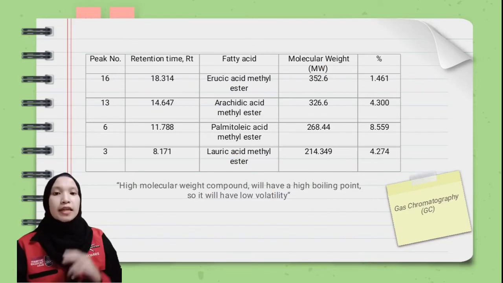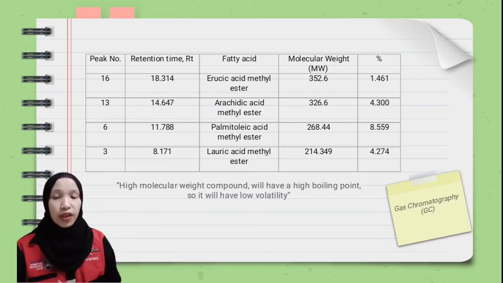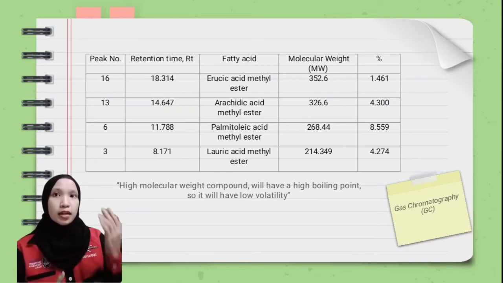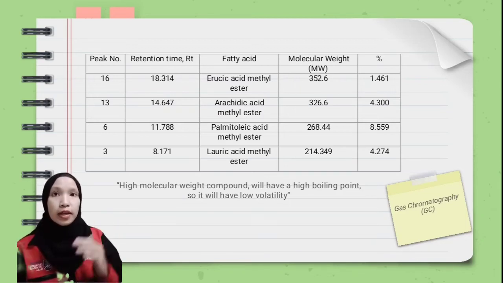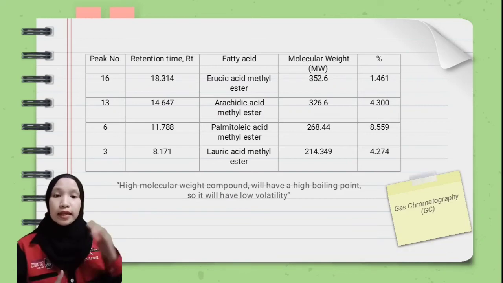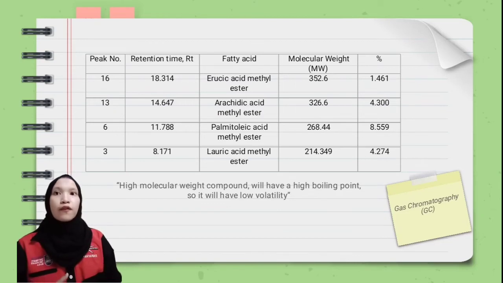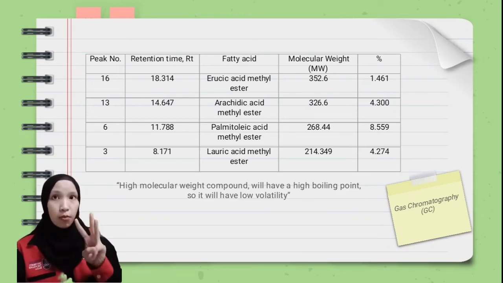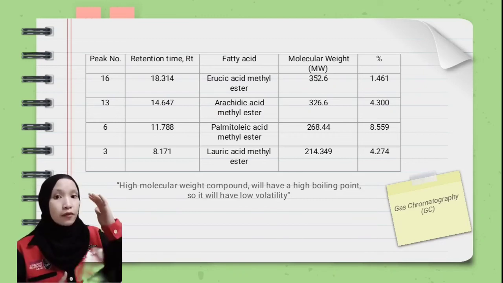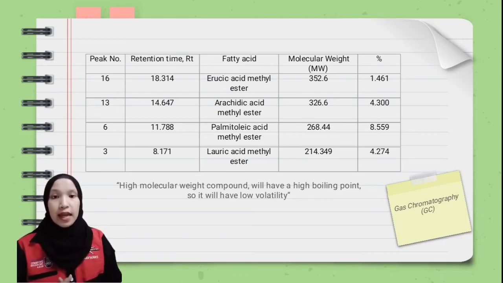According to this table, each compound has its molecular weight and retention time stated. A high molecular weight compound will have a high boiling point, so it will have a low volatility, which means a compound with low volatility will elute later. Now we will go through each compound one by one. Lauric acid methyl ester has the lowest molecular weight and lowest boiling point among the 4 compounds, which means it has a higher volatility than the others, so this compound will elute first.